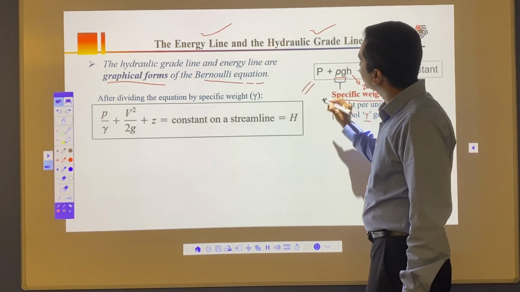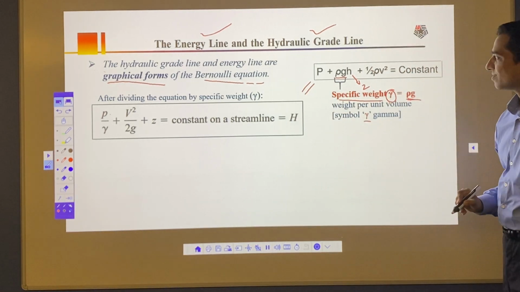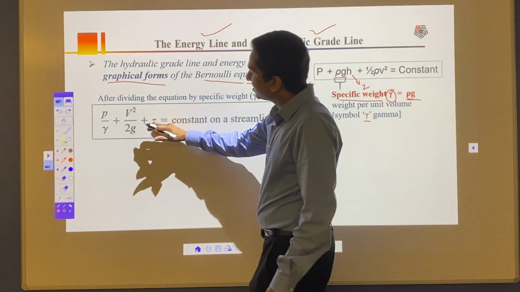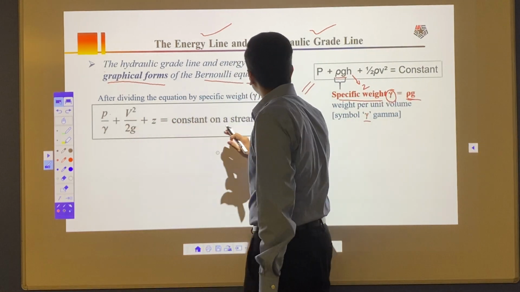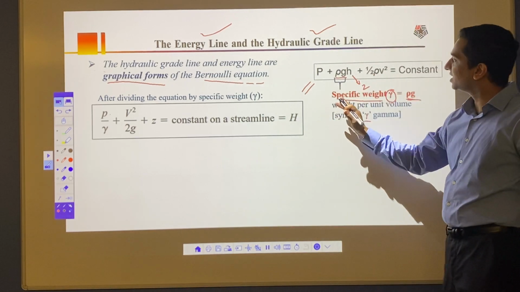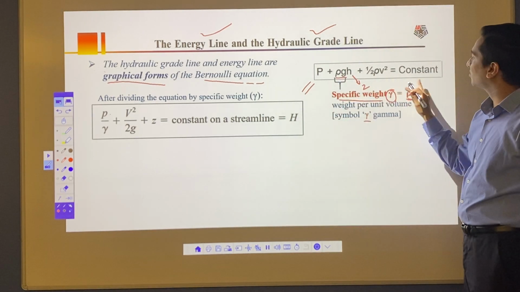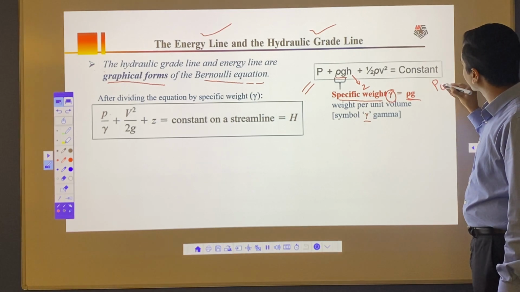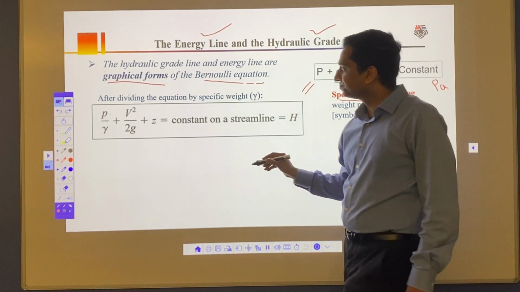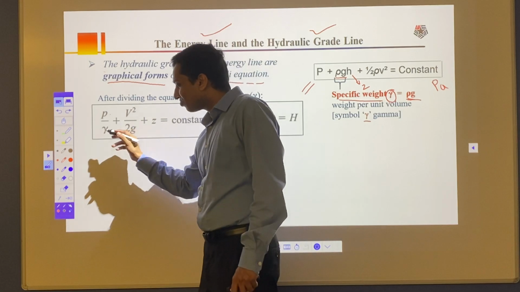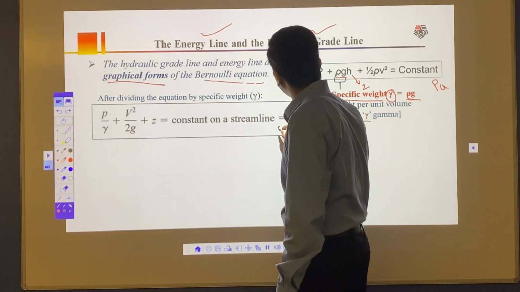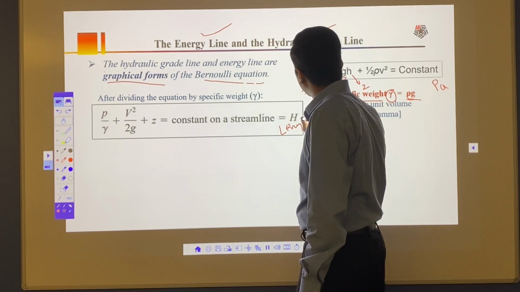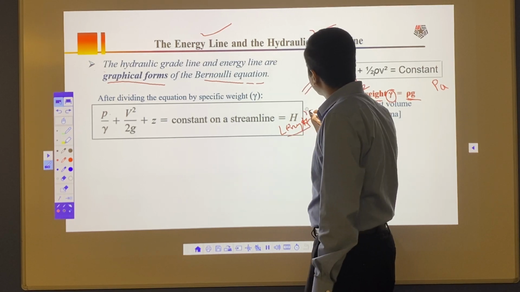Again, both equations are the same, this one and this one. The only difference is that we have divided the right hand side and left hand side by rho g. Initially, this equation has a unit of pressure, so here the unit is Pa. Then for this one, once you divide it, it has a unit of length, so length is in meters.